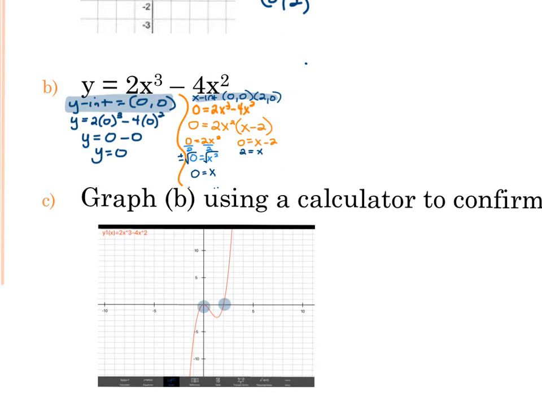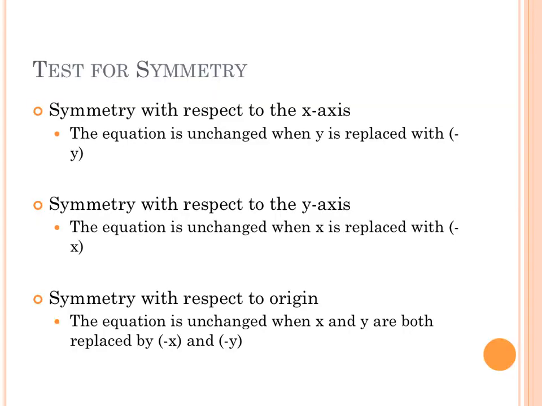Does that make sense? So if you're using it to verify, you're using it to confirm, you don't need to take a picture, bring it in. But if it is saying graph this and then answer questions based on it, you need to include your graph in your submission. Is that clear? Okay. All right, symmetry is something else you can find from an equation or from a graph.